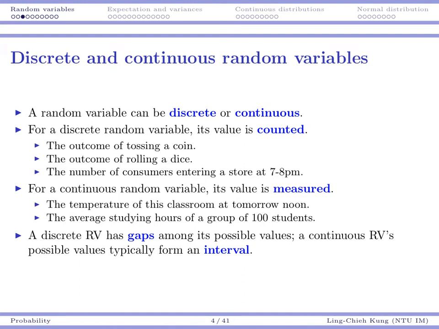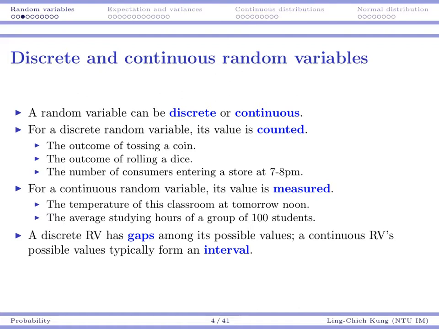There are two kinds of random variables, either discrete or continuous. The difference is, first, in the way that those values can be obtained. For a discrete random variable, its value is typically counted. So I can count the outcome of tossing a coin. I can count the number of heads or tails. The outcome of rolling a dice, I can count the points I get on that face. And the number of consumers entering a store, I can count whether it's 0 or 1 or 2 or 3. But for a continuous random variable, its value is typically measured instead of counted.